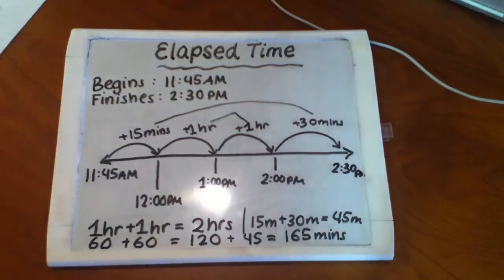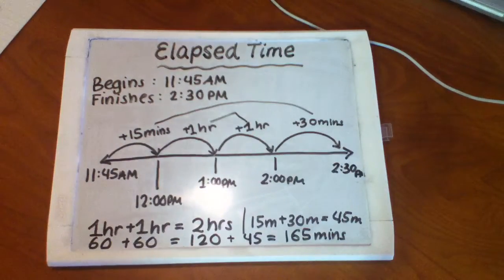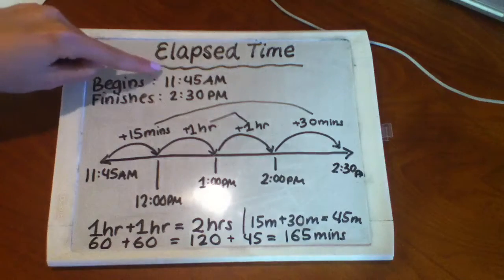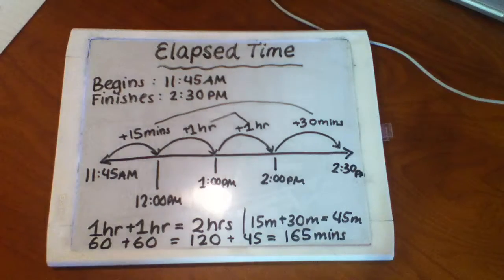So this is how you solve elapsed time problems. Like I said before, some things that students can get confused with is forgetting to regroup at 60, or else when they do this, sometimes they get mixed up with PM and AM. That can also be difficult. As you can see here, we went from AM to PM, so that's always something to keep in mind.